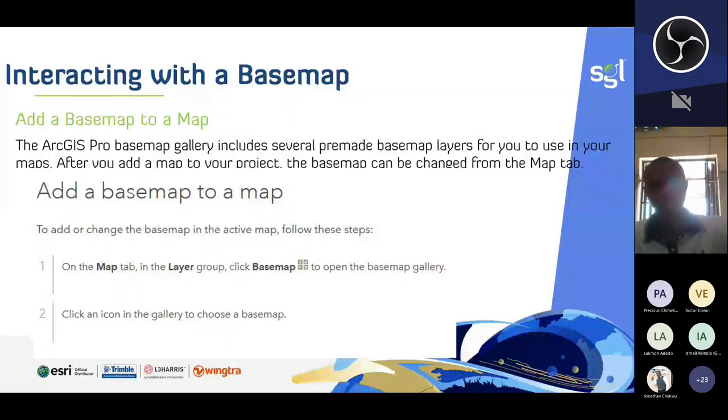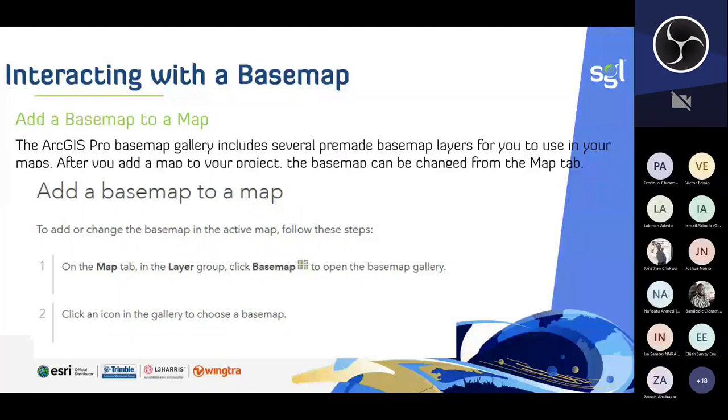So the ArcGIS Pro base map basically includes several pre-made base map layers for you to use for your map. Like I was saying, in the ArcGIS Pro platform, you see this data in the demo section. There are a lot of base maps that you can use depending on the type of work you want to do.